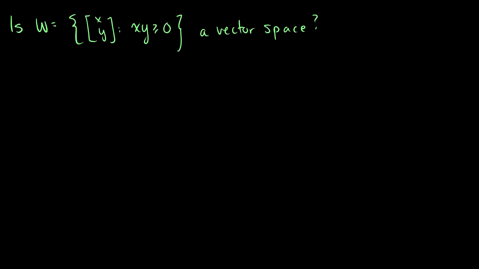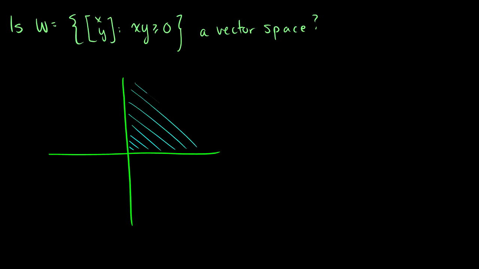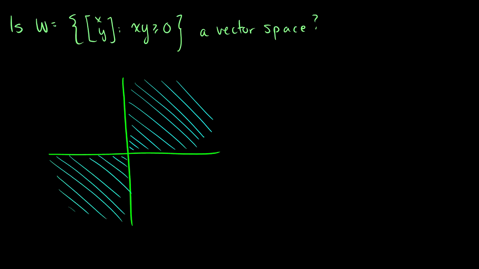What about this second example? So here I have x times y is greater or equal to 0. So if we draw this, this is a little bit different. So we're allowing this space up here because if we have a positive times a positive, it equals a positive. But we're also allowing this area down here. So a negative times a negative is equal to positive.